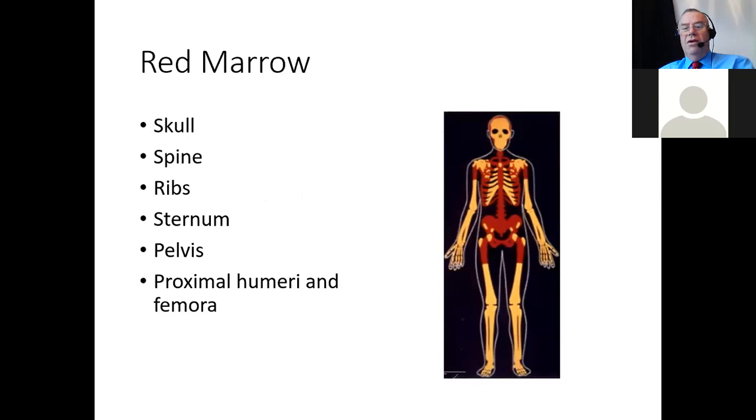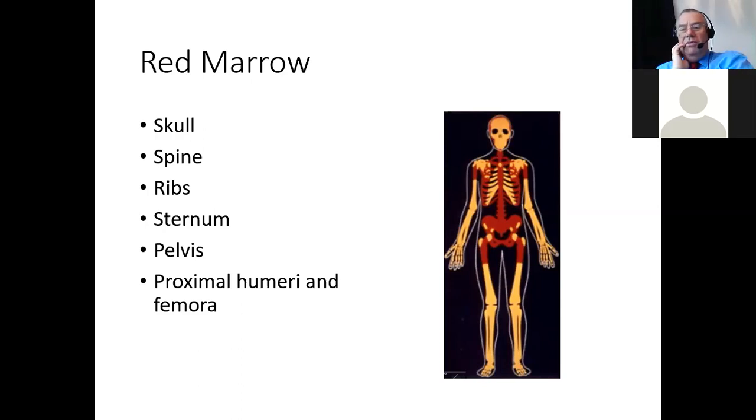Now, the areas of the skeleton in a normal patient that they tend to go to will be those with red marrow distribution. So in a patient who doesn't have, for example, thalassemia or sickle trait, this will be the skull, the spine, the ribs, the sternum, the pelvis, proximal humeri, and femora. And the general rule is the proximal 40% of those long bones.